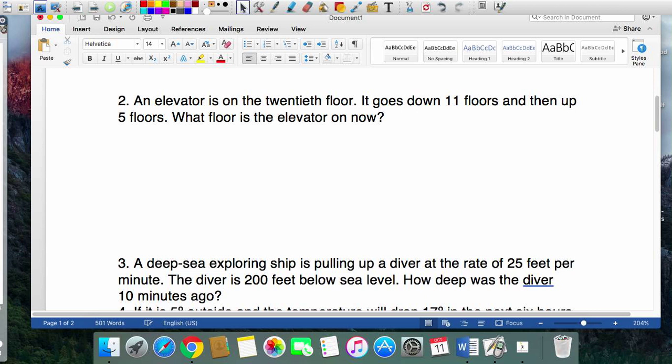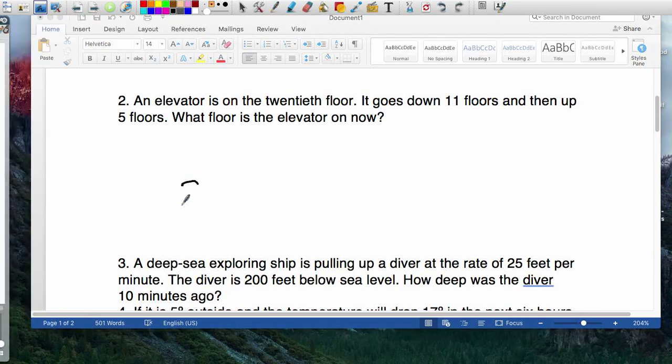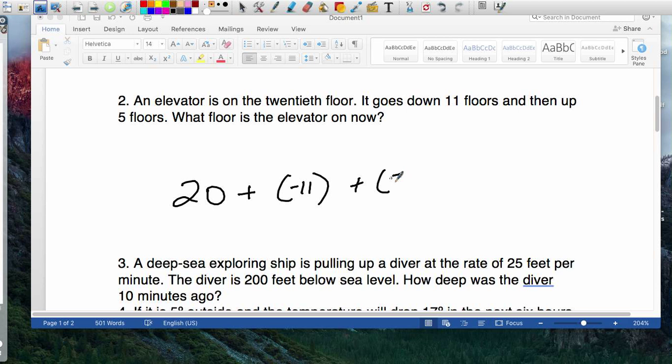An elevator is on the 20th floor. So this is our start. So let's just try to write this. 20 start. It goes down 11 floors. So to go down means, so he went down 11 floors. Then he went up 5 floors. Where's the elevator now? So remember, the final is the start plus the change and change. So we can use this setup. 20 and 19. It's going to be +9. And then +5.